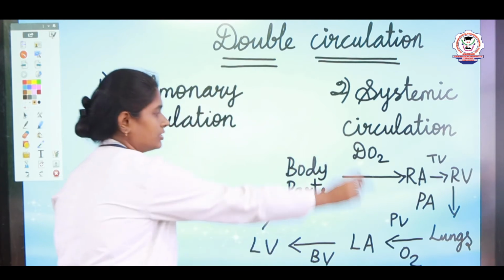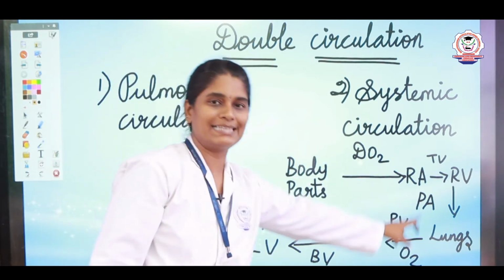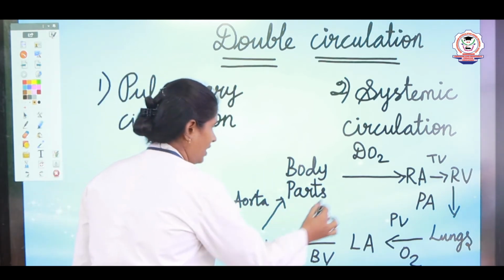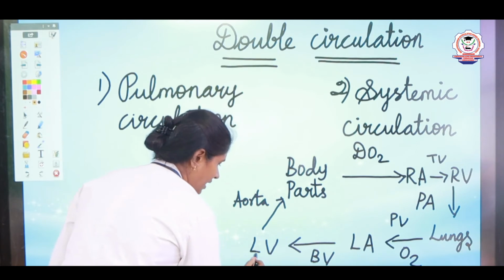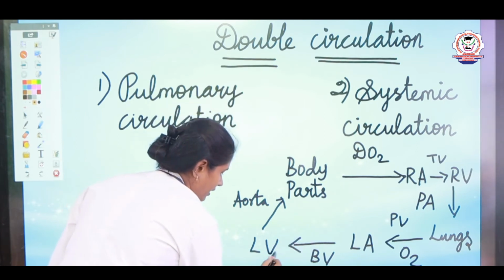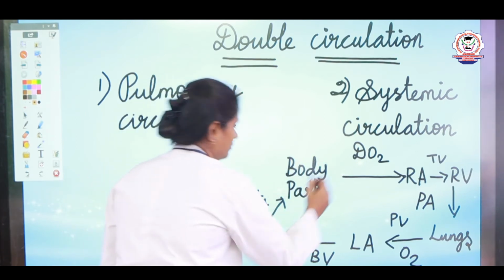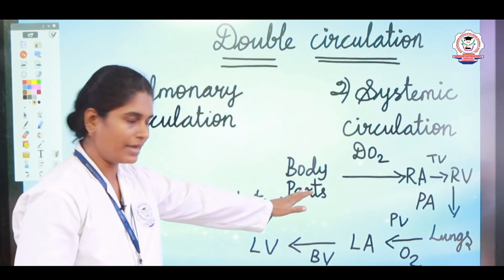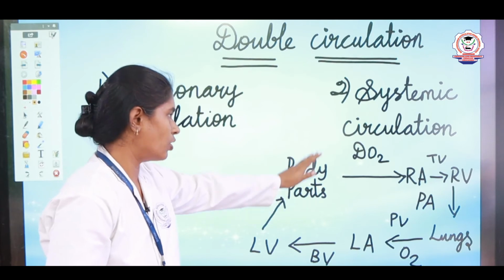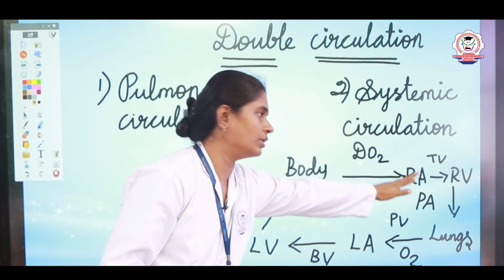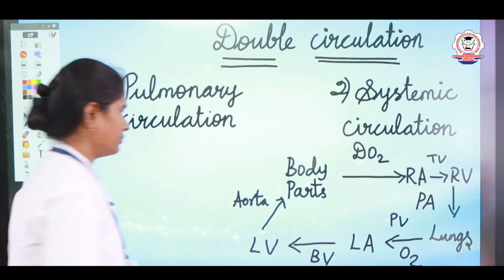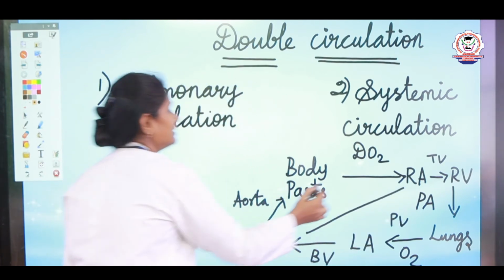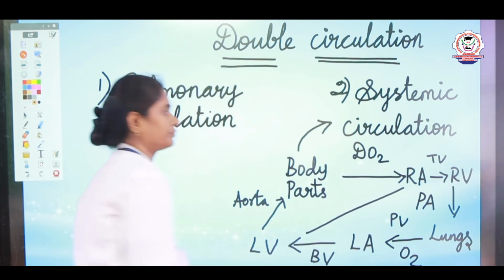So this circulation is what is happening inside the heart. So here, from the left ventricle the oxygenated blood is entering into the body parts, right. And from the body parts the deoxygenated blood is entering into the right atrium. So this circulation we call it as systemic circulation.